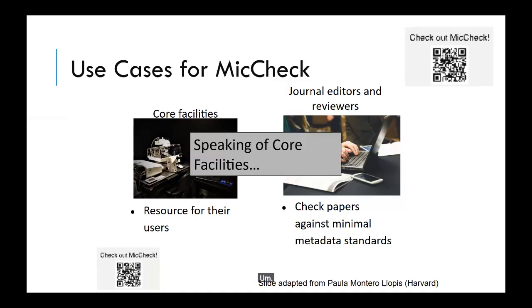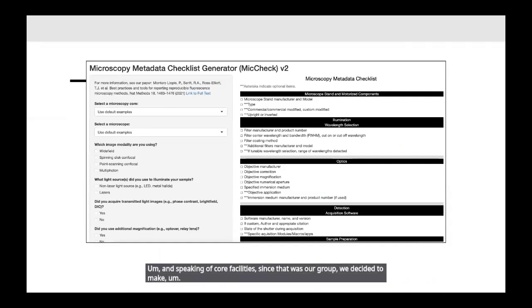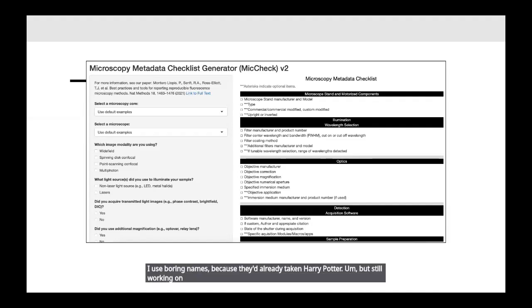And speaking of core facilities, since that was our group, we decided to make MicCheck V2. So many users don't know the name and model number of their microscope. They know that it was called Artemis or Zeus, and really cute names that other core facilities have named their microscopes. I use boring names because they'd already taken Harry Potter, but still working on it. I think we're going to go with Pokemon. But then it will load everything in.